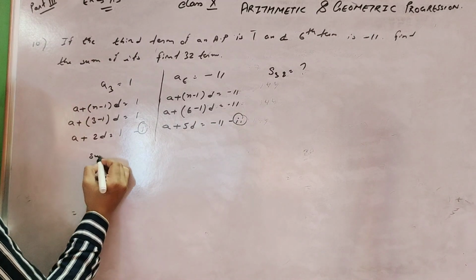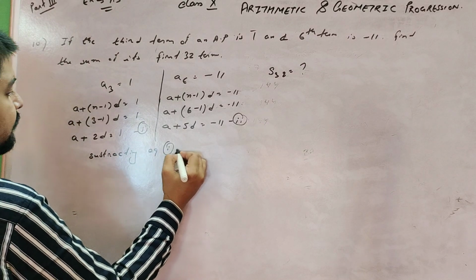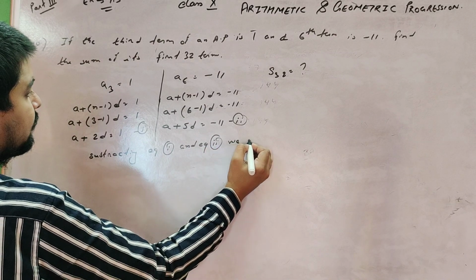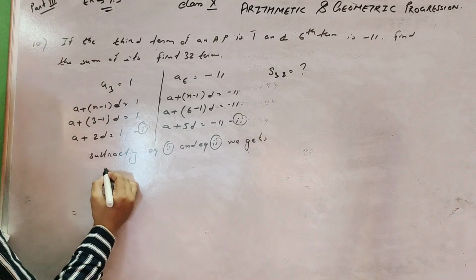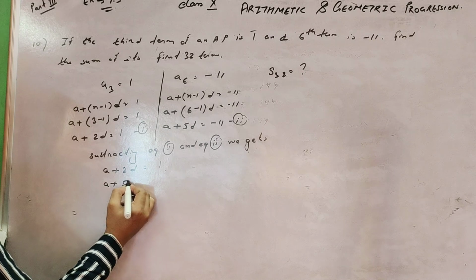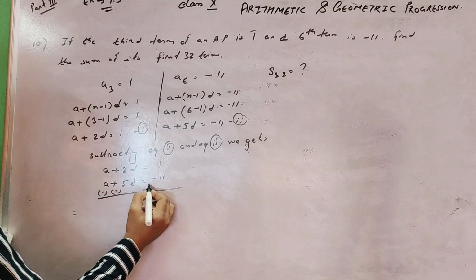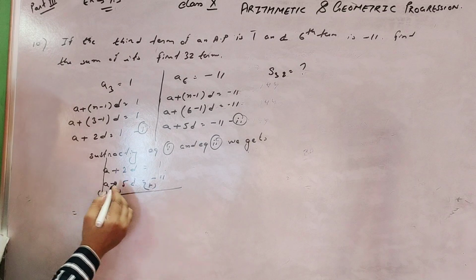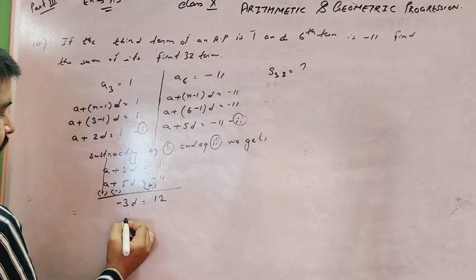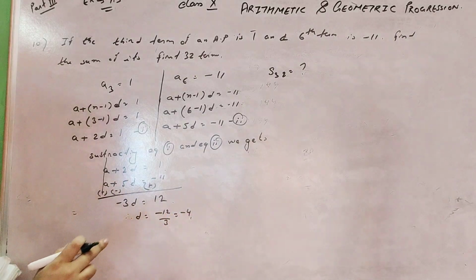Okay, subtracting equation 1 and equation 2, we get a plus 2d equals to 1, a plus 5d equals to minus 11. During the subtraction we know that the sign gets changed. This one cancels, this one is minus 3d, this one is 12. Okay, so therefore d equals to minus 12 upon 3, that is minus 4. So d is minus 4.